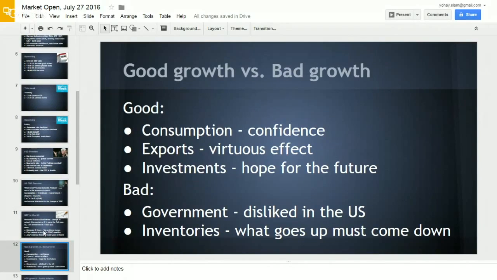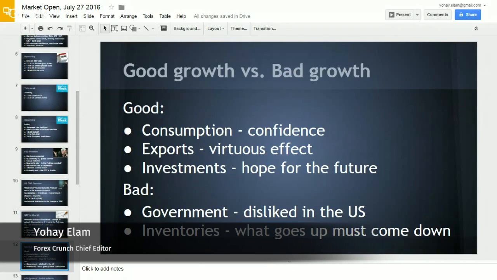Now, let's dive into GDP. GDP, we talked about how it's released and what it means. In the US, there is good GDP and bad GDP. Good growth vs bad growth, okay? What's good? The good, bad, and the ugly.